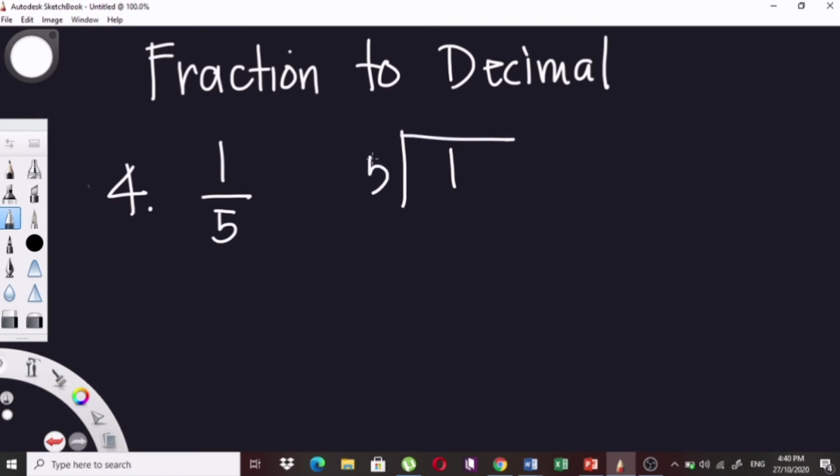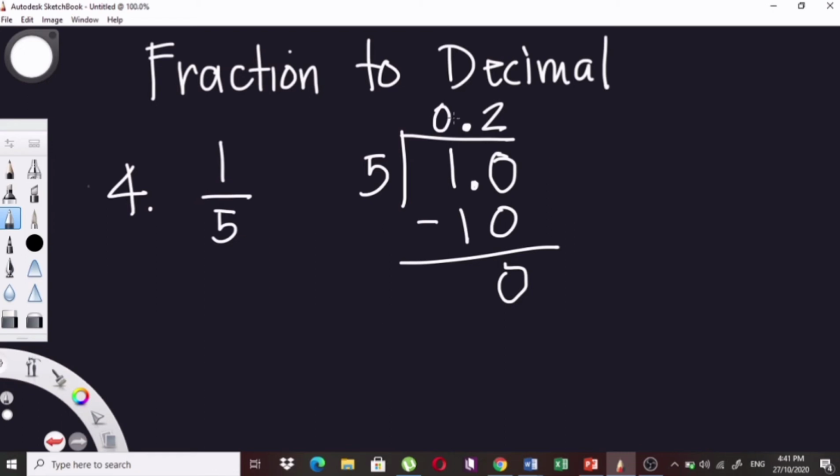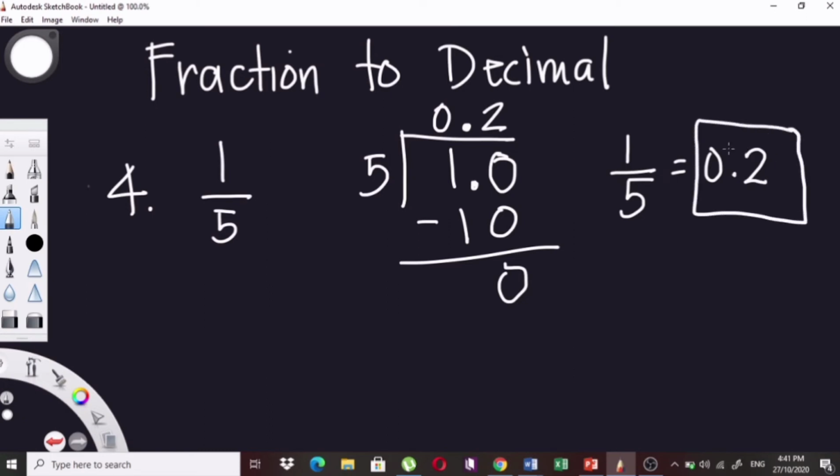So, ibig sabihin 1 divided by 5. So, mas malaki ulit yung divisor kesa sa ating dividend. So, add tayo ng 0. So, parang naging 10 siya, no? So, 10 divided by 5, we have 2. So, 2 times 5 is, we have 10. So, ma-minus natin ulit. So, 10 minus 10 is 0. Disregard nyo muna yung decimal, no? Then, dahil nag-add lang tayo ng 0, mag-add tayo ng decimal point. So, 1 over 5 is equal to 0.2. Okay?